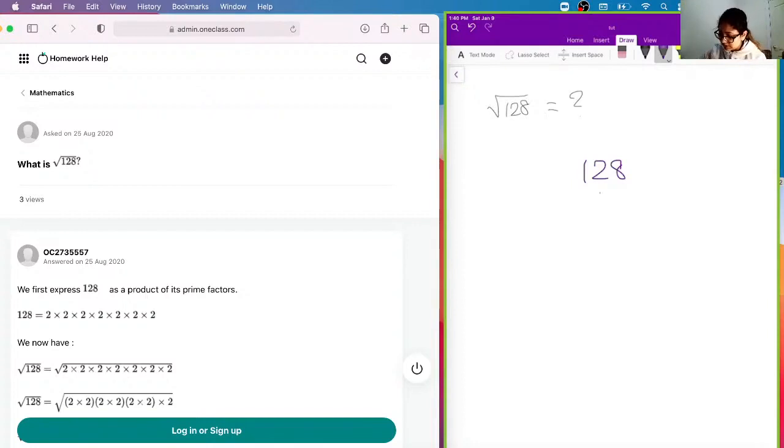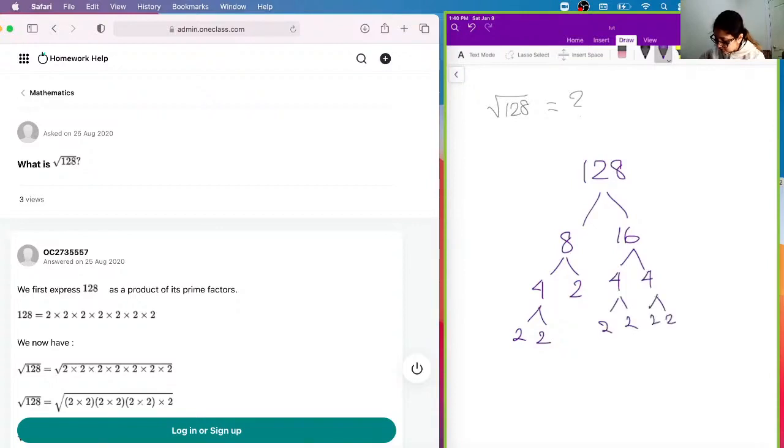So let's say 128 is divided by 8. So we have 8 and 16. We can further break these down. Let's break down 8: you have 4 times 2. Further break down 4 and you have 2 times 2. We can break down 16: you have 4 times 4. Break this down, and you have 2, 2, 2, and 2.